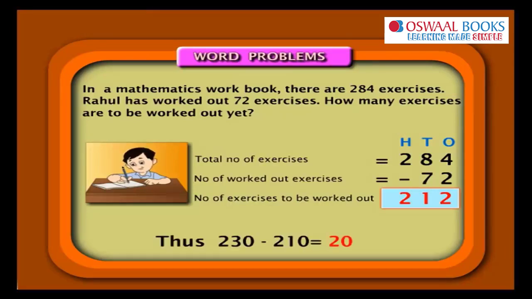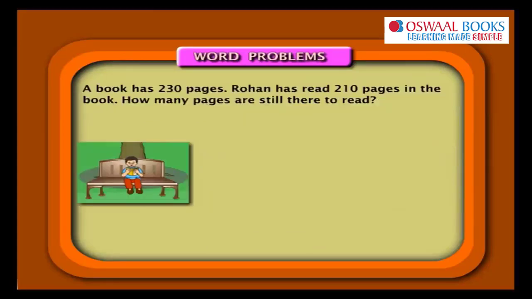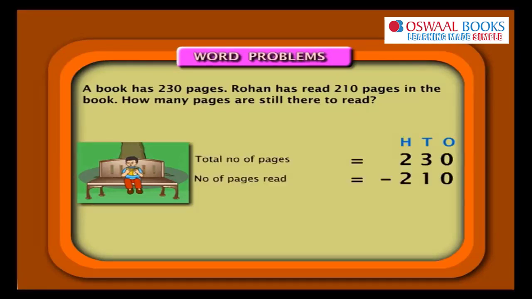Thus, 284 minus 72 is equal to 212. Example 2. A book has 230 pages. Rohan has read 210 pages in the book. How many pages are still there to be read? Total number of pages, 230. Number of pages read, 210. To find out the number of pages still to be read, we should subtract 210 from 230.